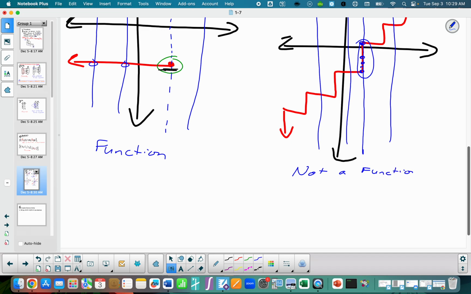Any graph that you see that has a vertical line would not be a function because it would fail the vertical line test because it would hit multiple points along that vertical line. So it's not a function. Again, the reason: fails VLT.